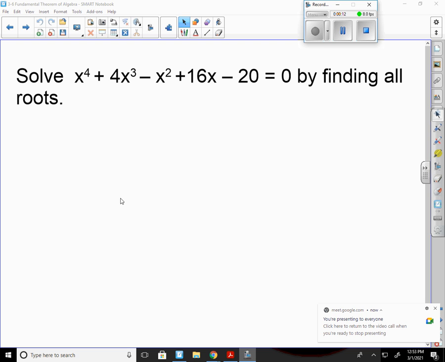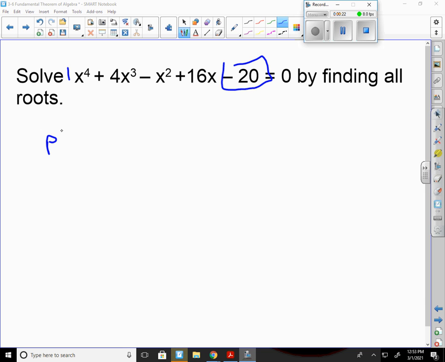So the first thing I'm going to do is find my P's and Q's. There's P. I have a 1 for Q. Let's find the factors of negative 20. That's going to be plus and minus 1, plus and minus 2, plus and minus 4, plus and minus 5, then 10 and 20. That's our first step. Find the factors of Q. In this case, it's just a plus or minus 1.